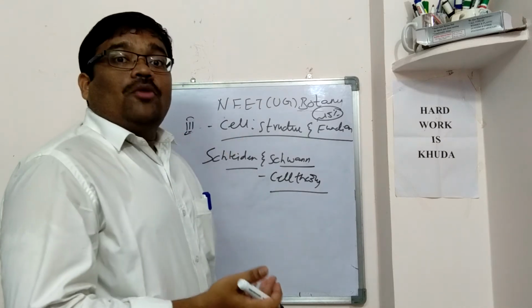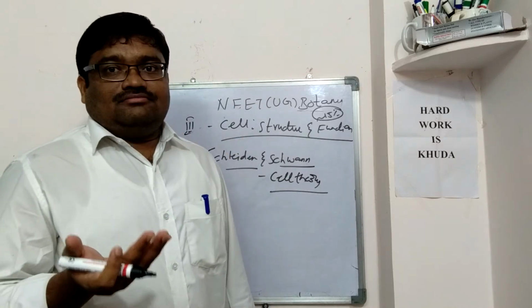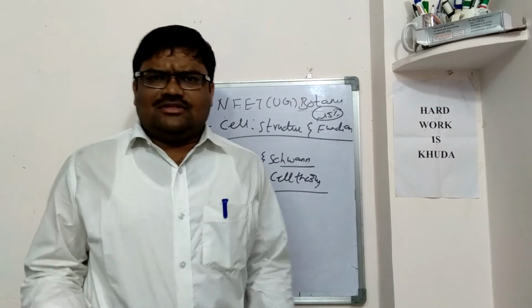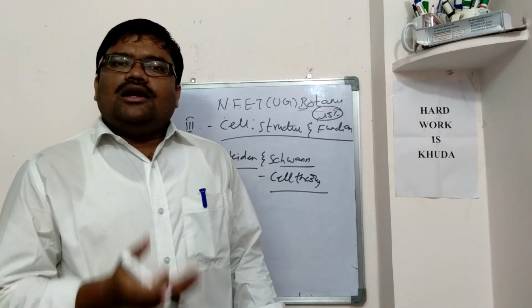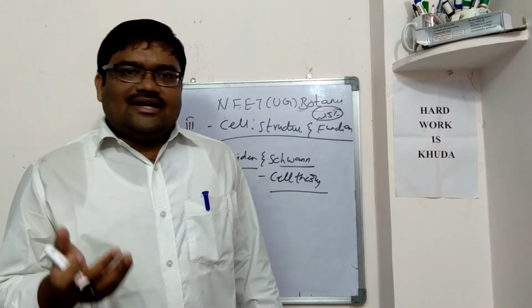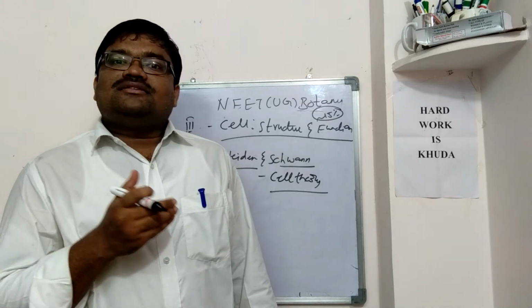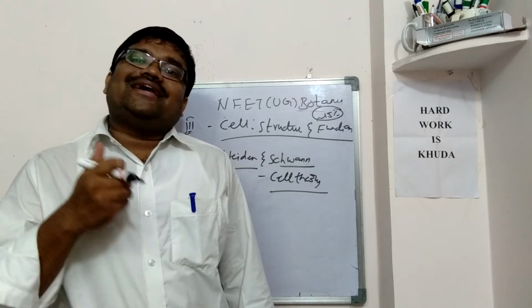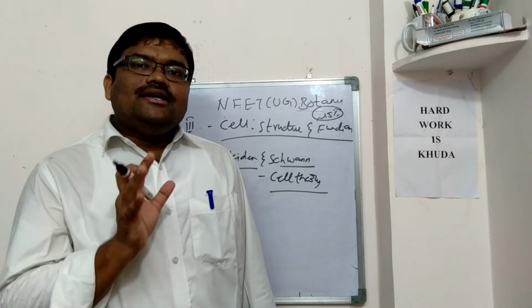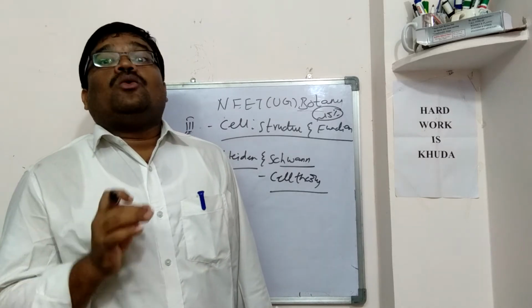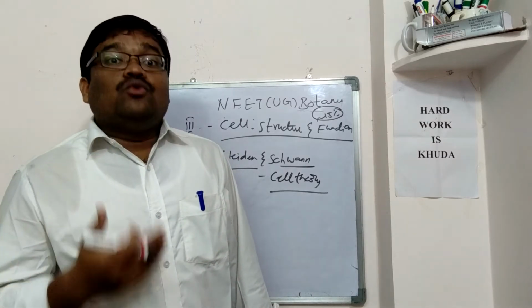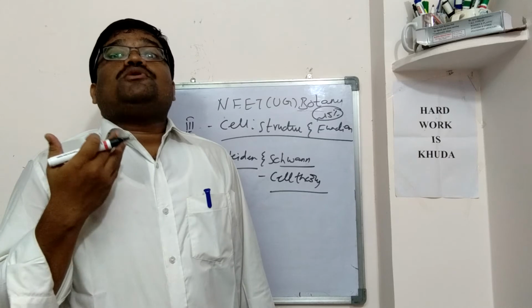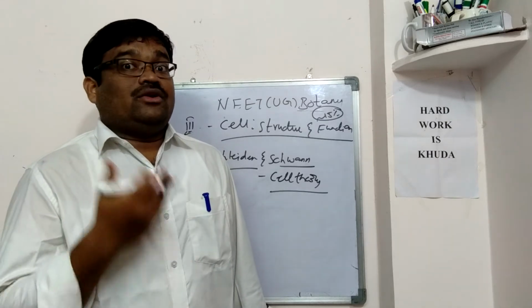Say, omnis cellula e cellula. That means the bottom line of the cell theory states that all living organisms are composed of cells and cell products, and all cells originated from the pre-existing cells. So at least in the basic level we have to understand what exactly the cell theory states and who proposed it and who improvised this. Likewise we have to understand.